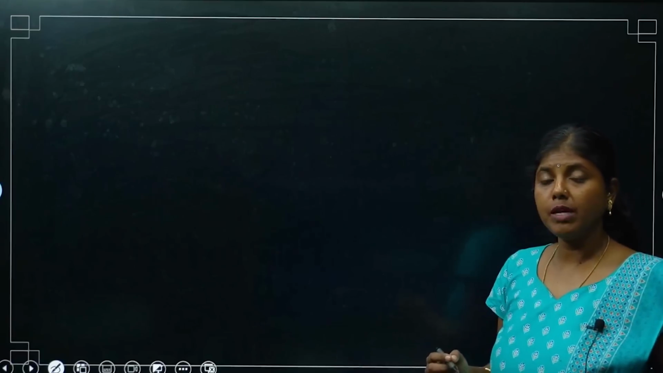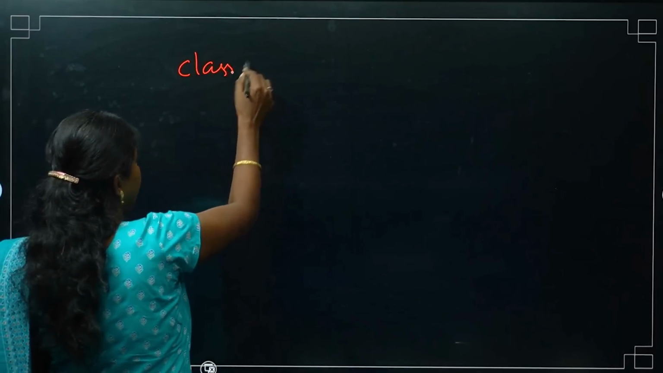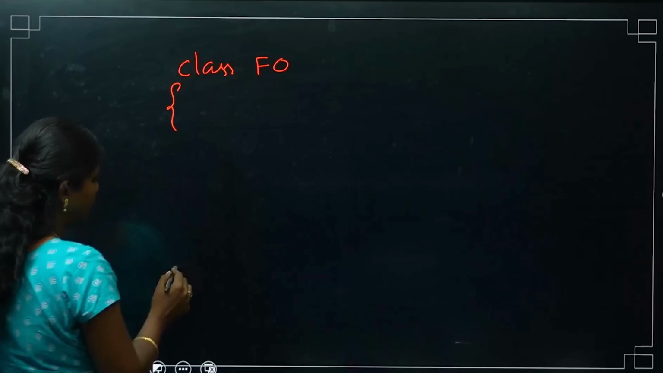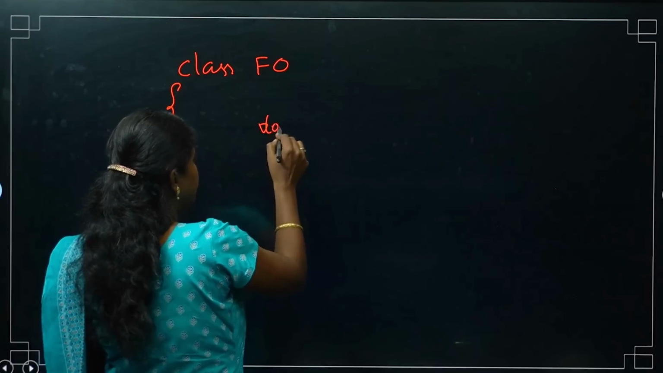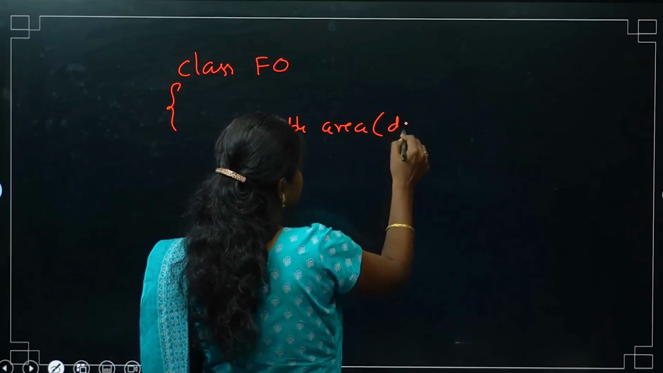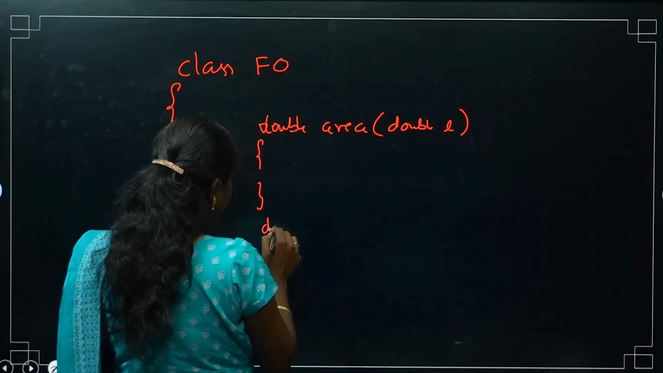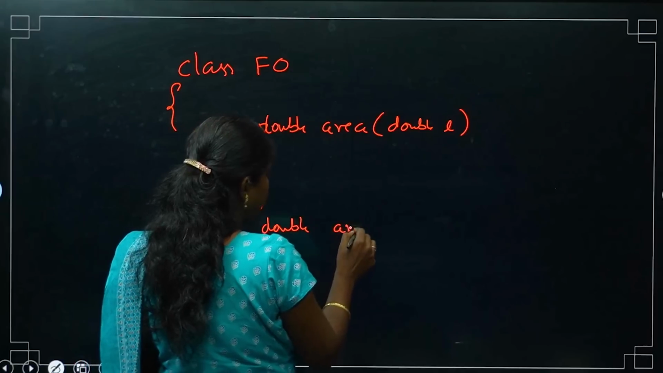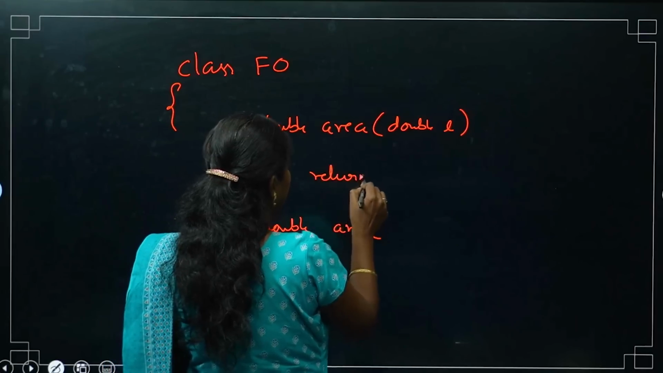So I was just telling you with respect to function overloading. Function overloading means functions having the same name but differing by the number of arguments or by the data type of the arguments. So let's consider a class called FO, function overloading only. So we have a function called double area. The same function only I'm taking because you can easily relate it. Double L, return L into L.